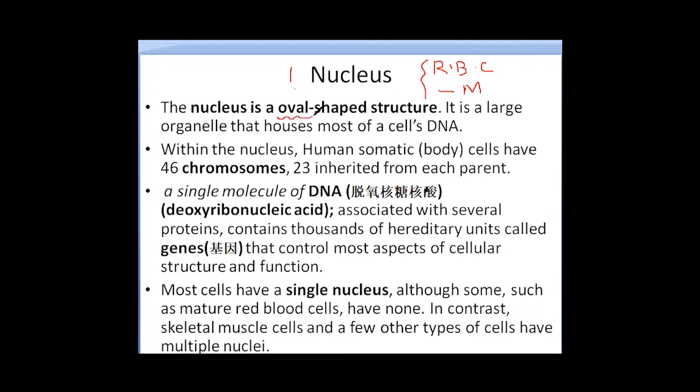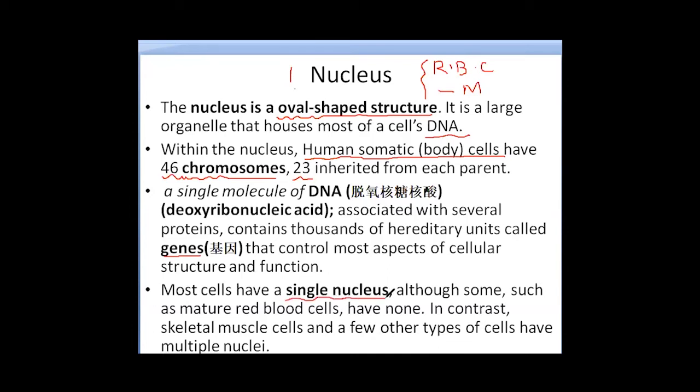The nucleus is oval shape, usually inside the cell, and it's holding DNA inside. Especially for humans, body cells have 46 chromosomes. Usually we talk about 23 pairs. Certainly 23 coming from mom, 23 coming from dad, and the genes inside. So that's basically what we're talking about for the nucleus. That's important.